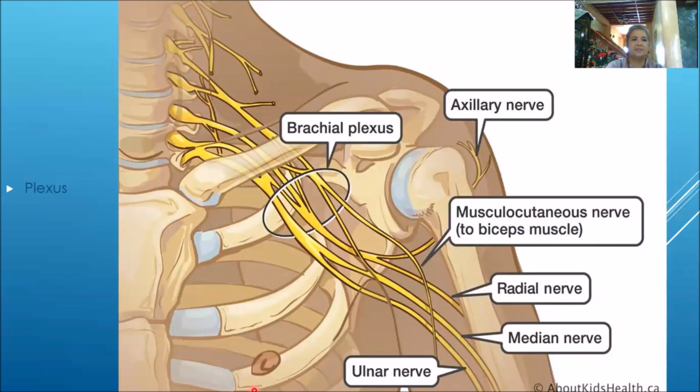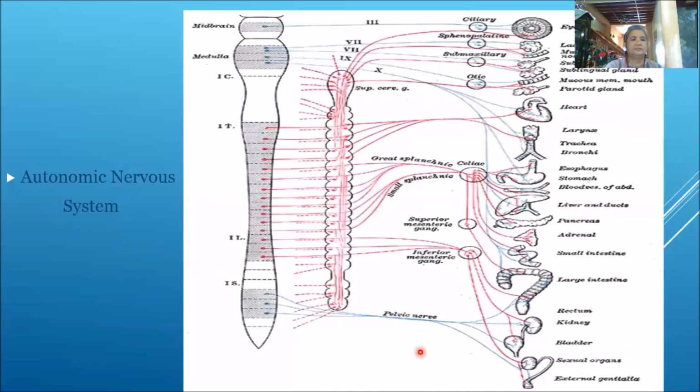So this is an example of a brachial plexus. It will come from a root, join together to form a trunk, and it will have an anterior and posterior division before it gives out the different nerves that will go to the different muscles. As for your brachial plexus, it will innervate the upper extremities.